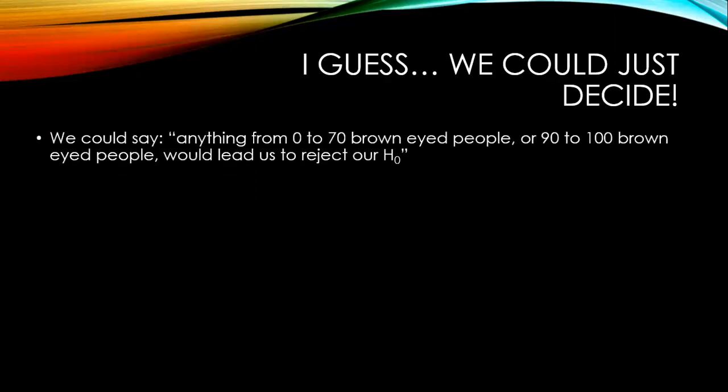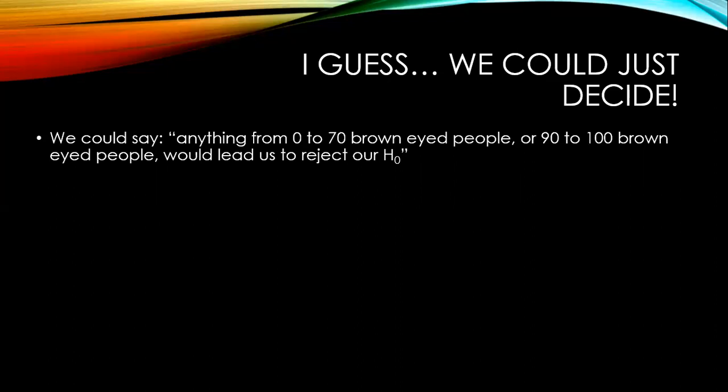You could just say, well, again, we've got this sample of 100 people. You could turn around and say, let's say we got anything between 0 to 70 people with brown eyes, or 90 to 100 people with brown eyes. Then let's just say, do you know what? It's too far away from 80 people. We're going to reject H0 if we get between 0 and 70 people with brown eyes, or 90 to 100 people with brown eyes. So let me just explain that again, just to be really clear about it.